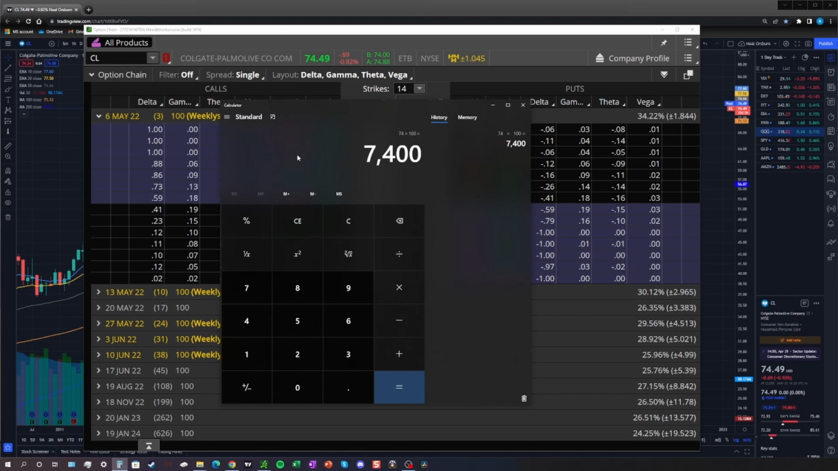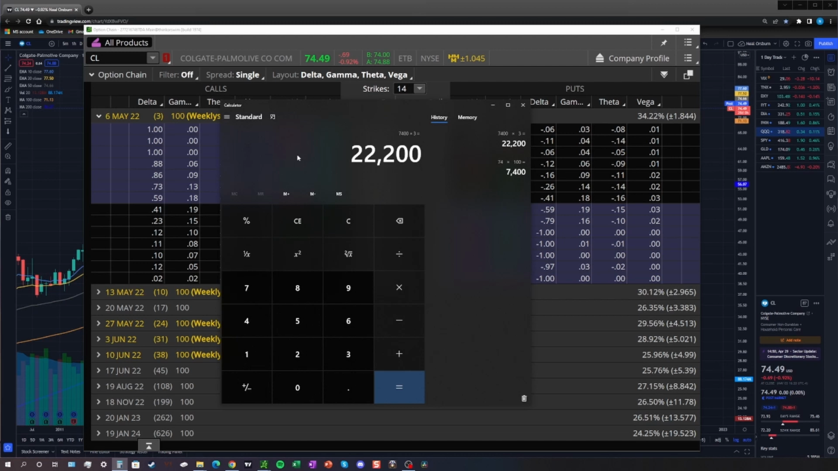If you were looking to do 3 option contracts, in this case, you would multiply that number by 3. It would be $22,200. Okay, so that is how you go about calculating the capital requirements to go into the wheel strategy.